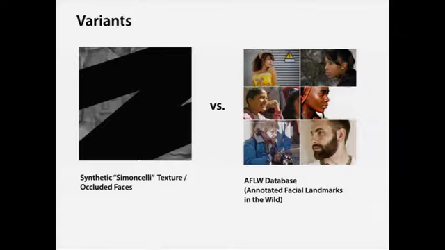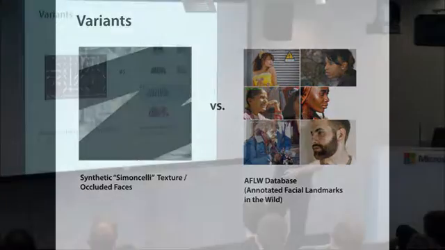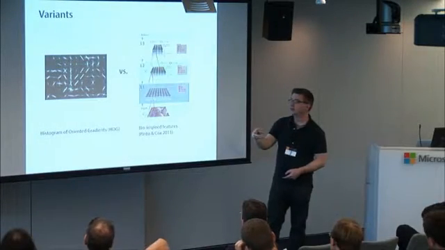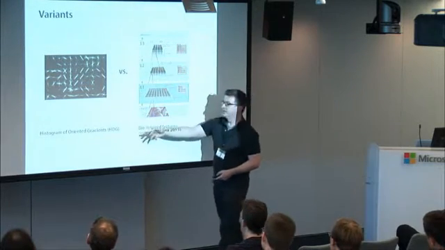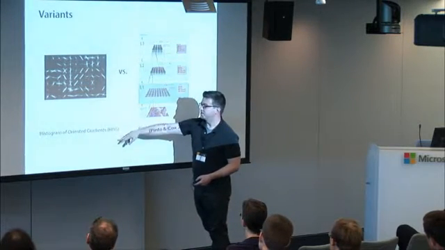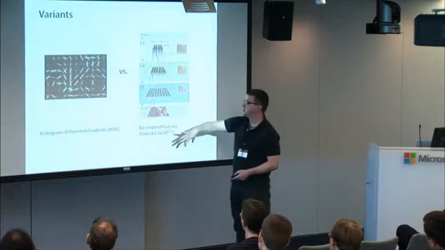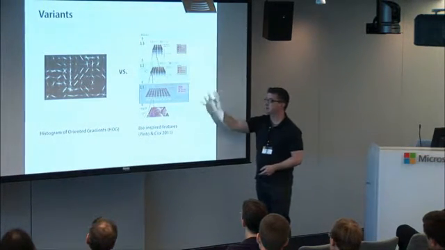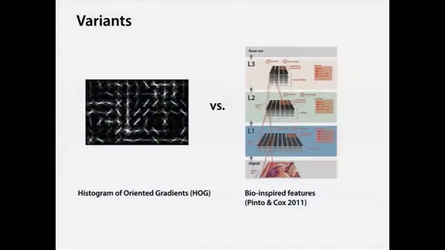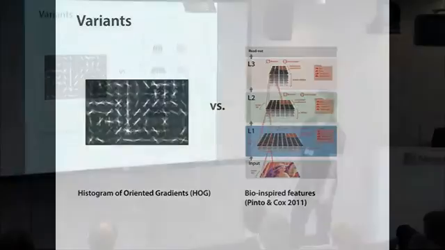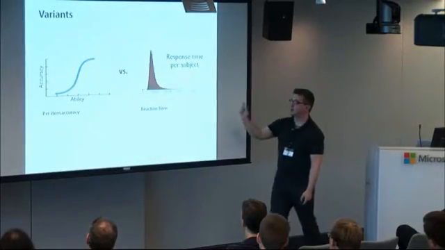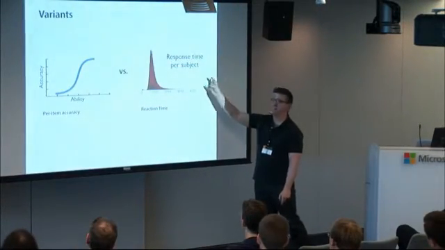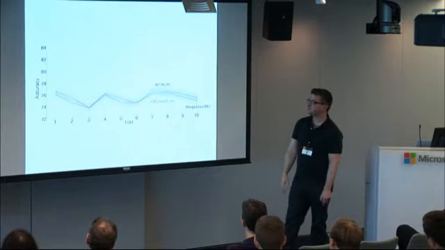We can also try different feature vectors, so we're going to take the images and put them into different feature representations. We could use just a simple HOG, histogram of oriented gradients, feature representation, but we can also use a bio-inspired feature set that we had around the lab that was previously the best one on a particular face recognition data set called LFW. So this is another one we used. And then finally, we can try per item accuracy, but we can also try reaction time and see which ones work better and worse.